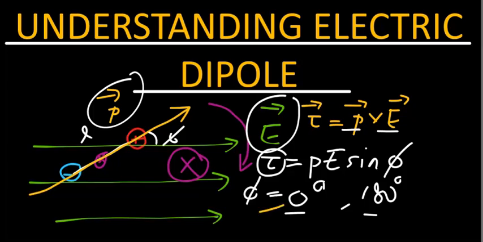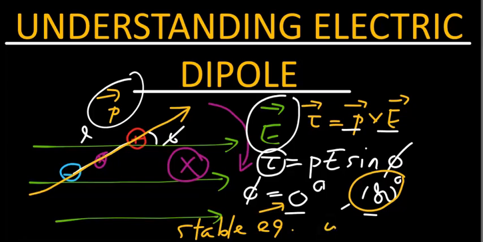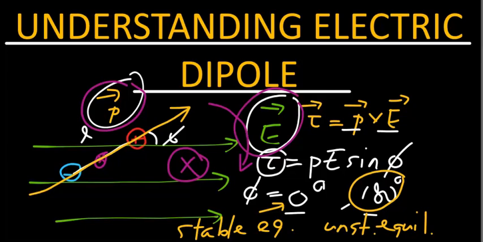However, this position here, when these two vectors are parallel to each other, is called the position of stable equilibrium. And when they are antiparallel or 180 degrees with respect to each other, that position is called the unstable equilibrium. And the reason is the torque always tends to turn this dipole moment to line it up with the electric field. Hence 0 degrees, hence the term stable equilibrium.